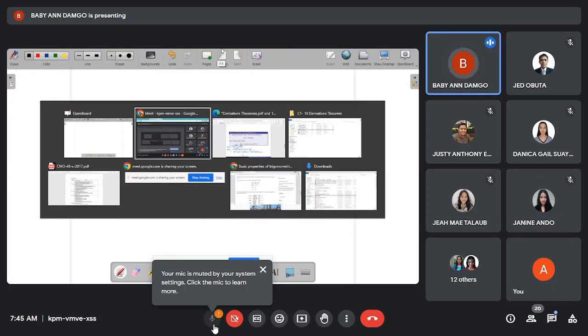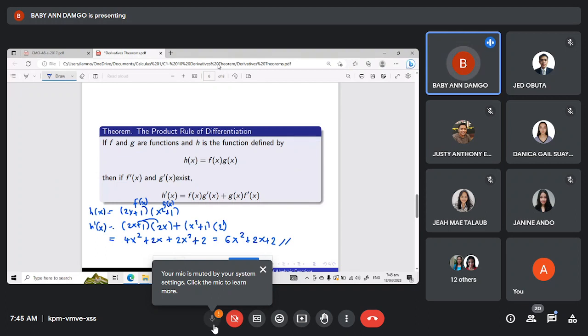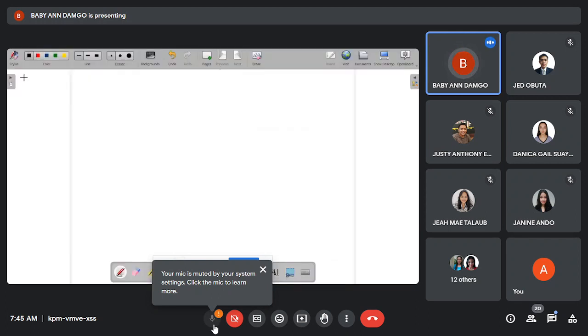So, let's go to the proving. We will prove that if you have your h of x which is equal to f of x times g of x, then h prime of x is equal to f of x, g prime of x, plus your g of x times f prime of x. Okay? So, proof.